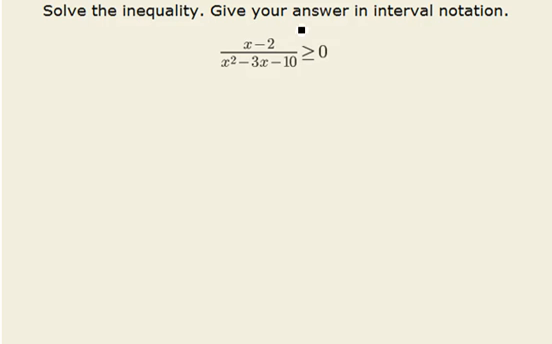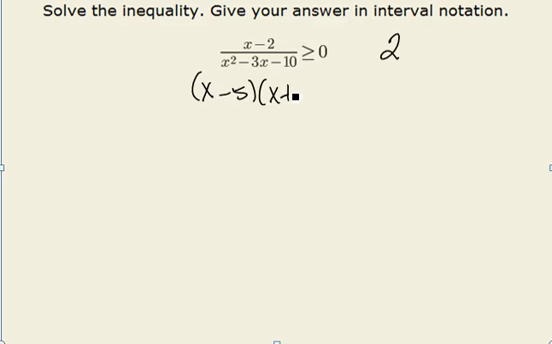In the top, we know that our zero is 2, because if we plug 2 in for x, we get 0. So one of our zeros is going to be 2. And in the denominator, we have (x - 5)(x + 2), that's how we factor that out. So the zeros for the denominator are going to be 5 and negative 2.